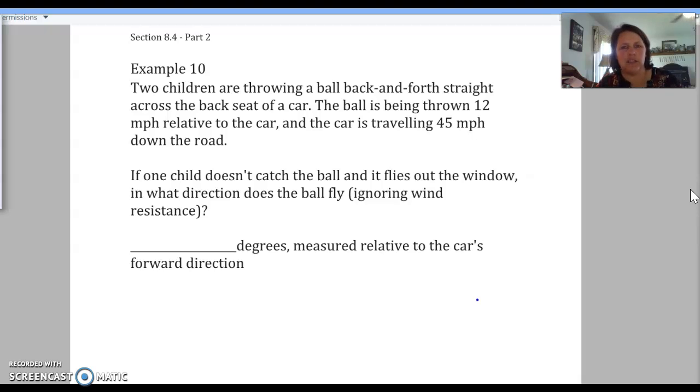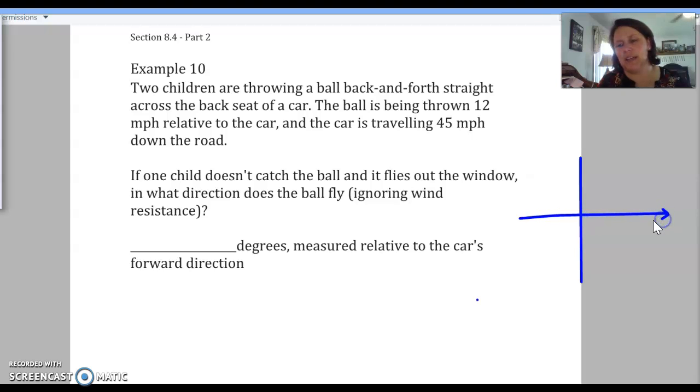It's kind of really hard to wrap your head around what all they're saying. It's a lot simpler, I guess, than what it sounds like. So let's just read through it. So 2 children are throwing a ball back and forth straight across the back seat of a car. The ball is being thrown 12 miles per hour relative to the car, and the car is traveling 45 miles per hour down the road. If one child doesn't catch the ball and it flies out the window, in what direction does the ball fly, ignoring wind resistance? I'd really like to do a problem where we actually did have wind resistance, but this one does not. So we have a coordinate plane.